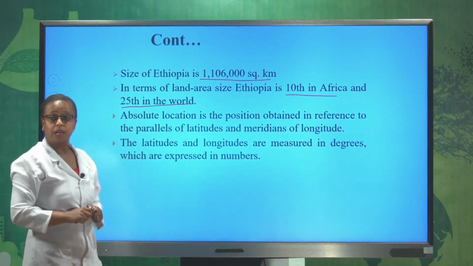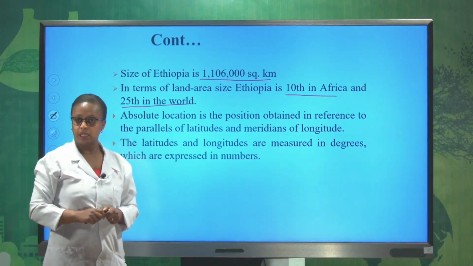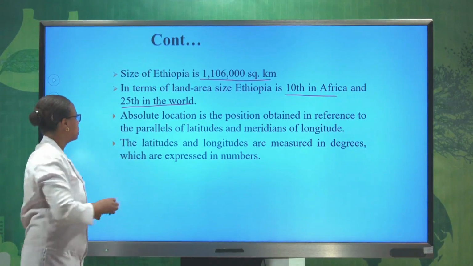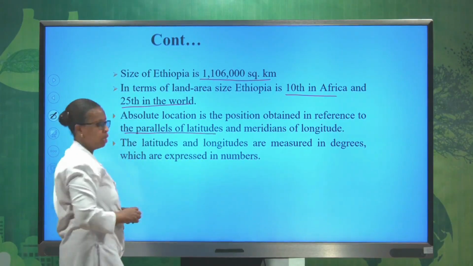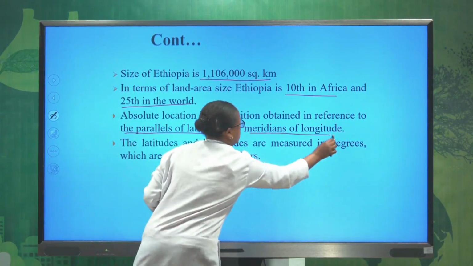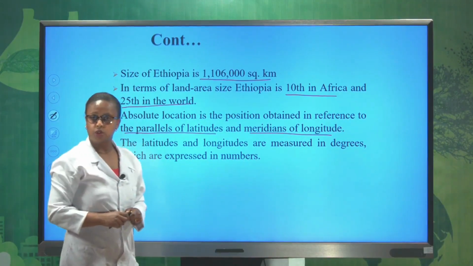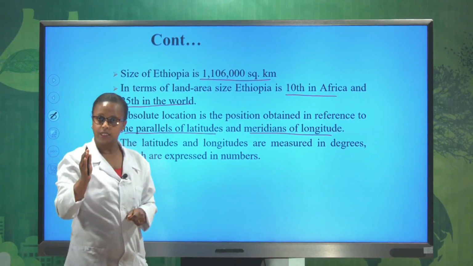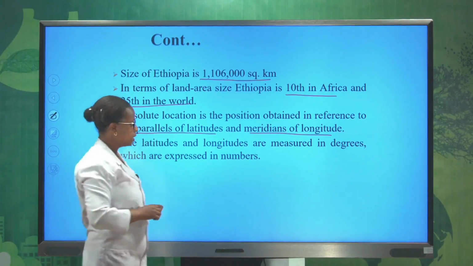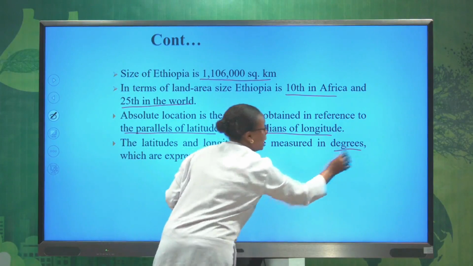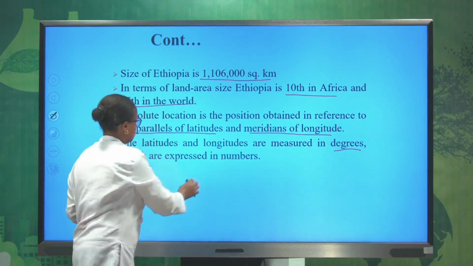When you come to the absolute location of a place, it can be obtained in reference to parallels of latitude and meridians of longitude. These are imaginary lines which are drawn horizontally and vertically respectively. These lines are measured in degrees. They are also expressed in numbers.